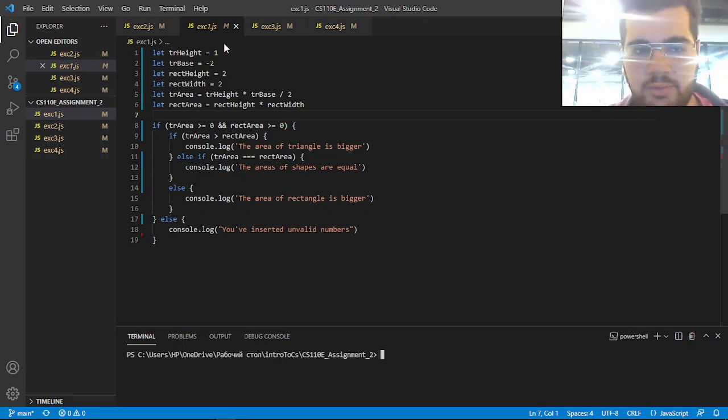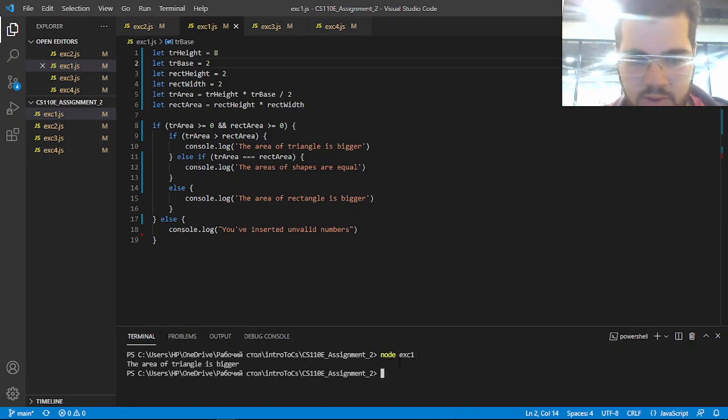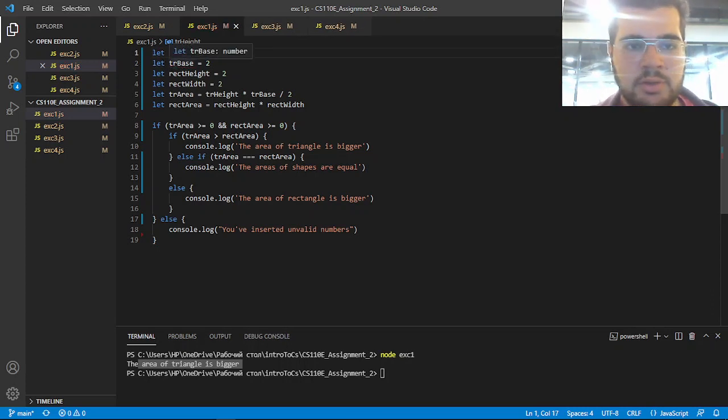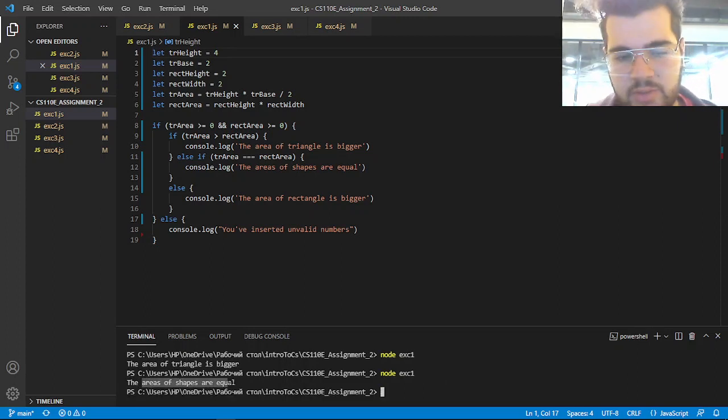For example, if we put some 8 here and make valid numbers, and then run node x1.js, it will say that the area of the triangle is bigger, because the area of the triangle is truly bigger than the area of the rectangle. And then if we put 4 in place of 8, both areas must become equal. So if we execute our program, it will say that the areas of the shapes are equal.